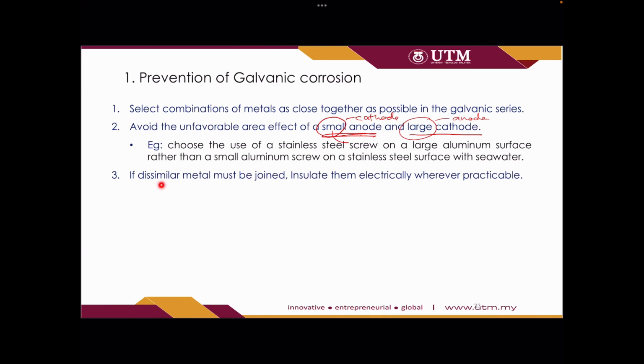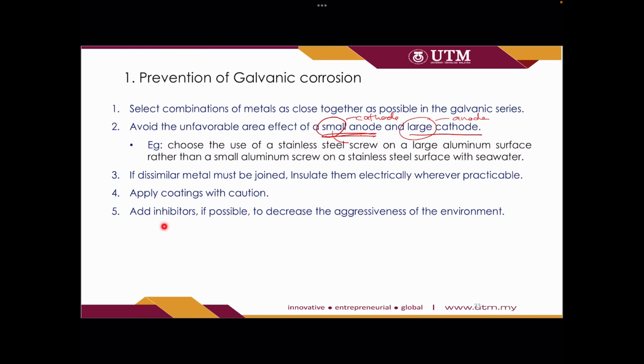If dissimilar materials must be joined, you have to insulate them electrically wherever possible. Apply coatings, with caution. Add inhibitors, if possible, to decrease the aggressiveness of the environment. For example, in a seawater environment, you can control the environment by applying an inhibitor. Design for the use of readily replaceable anodic parts, or make them thicker for longer life.